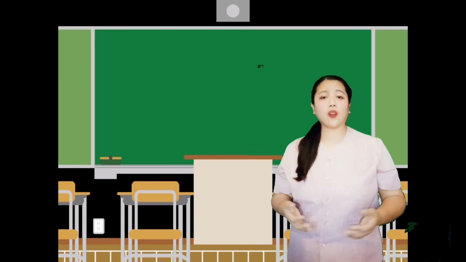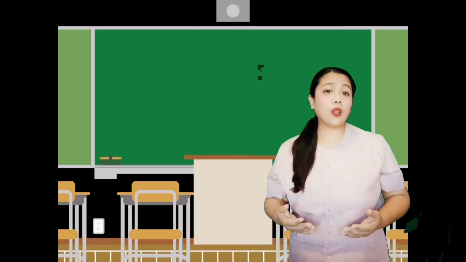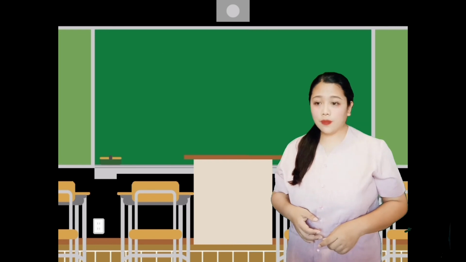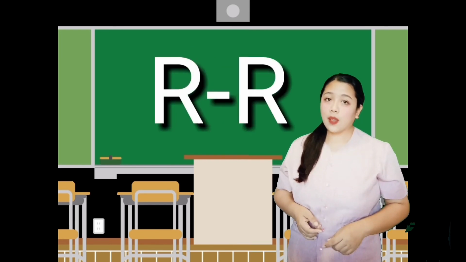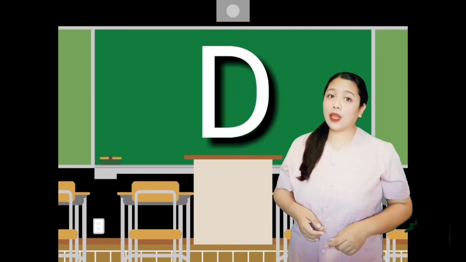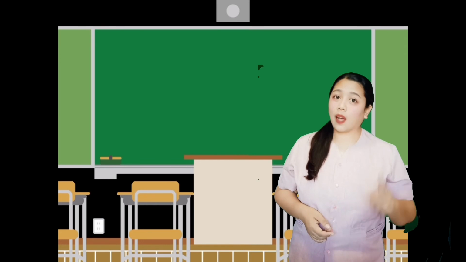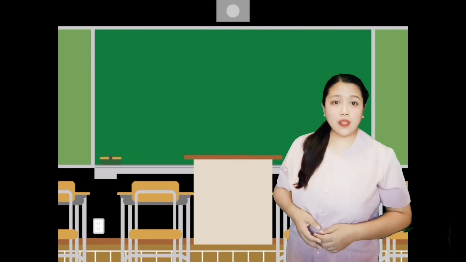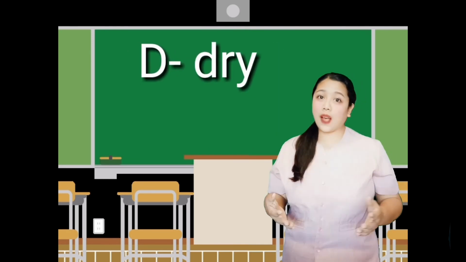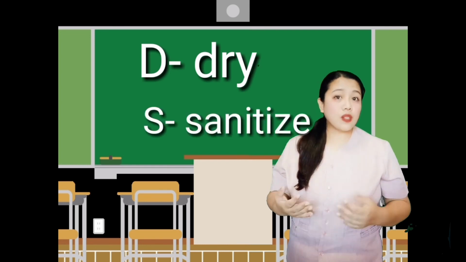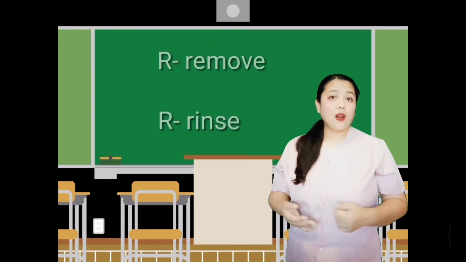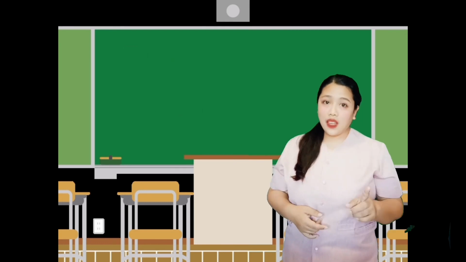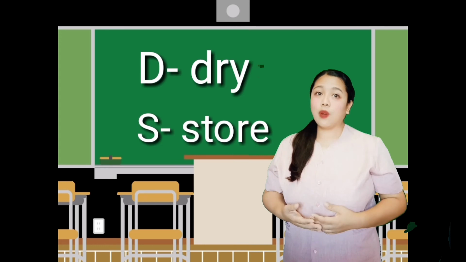Before we end our lesson, let's sum up all the things we have learned. Always remember W, R, D, S, R, R, D, S. W means to wash. R means to rinse. D means to dry. S means to sanitize. R means you have to remove and you're going to rinse. And D is to dry and S is to store.